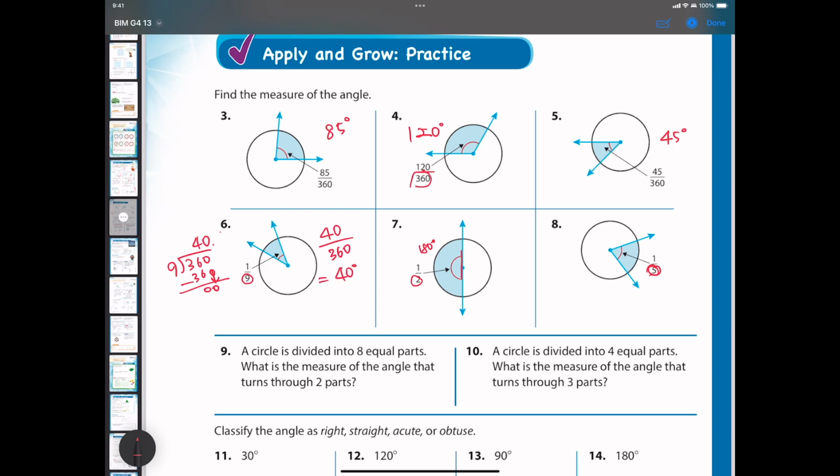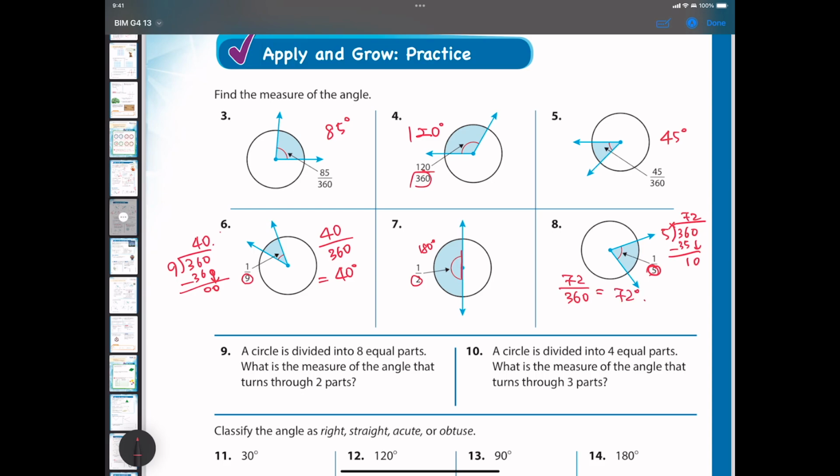Okay, and we did number 7. Let's move on to number 8. I'm going to divide 360 by 5. And I know this is what? 5 times 7 is 35. Bring this down, and 2. So this is going to be what? 72 over 360, which is 72 degrees.